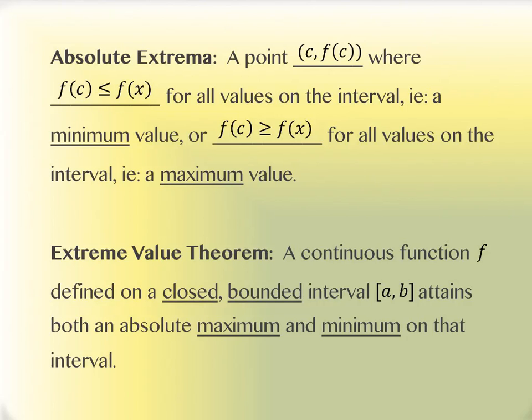The extreme value theorem tells us that if we have a continuous function, okay, that means it's all connected, and it's defined on a closed, bounded interval. So that means that it has a location where it starts, a location where it stops, and the endpoints are included. That's why you've got those brackets there instead of parentheses. Then it attains both a maximum and a minimum on the interval.